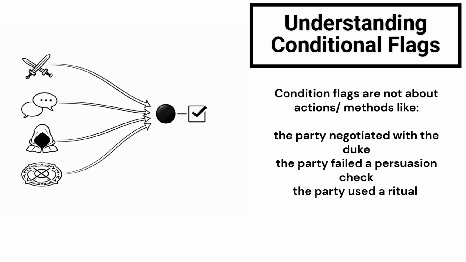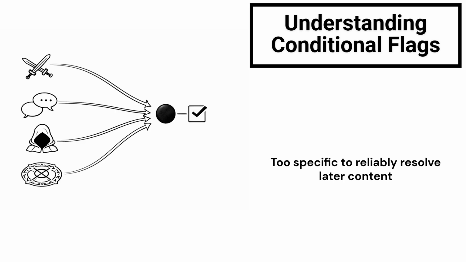A conditional flag is not a record of what players did. For example, the party negotiated with the Duke. The party failed a persuasion check. The party used a ritual. These are actions, and actions are not stable state. They are methods. Methods do not generalize. They explode in number, they cannot be predicted, and most importantly, they cannot be reliably reused to resolve later content.